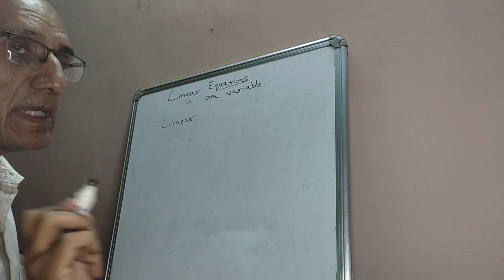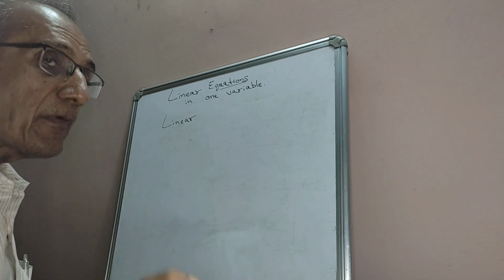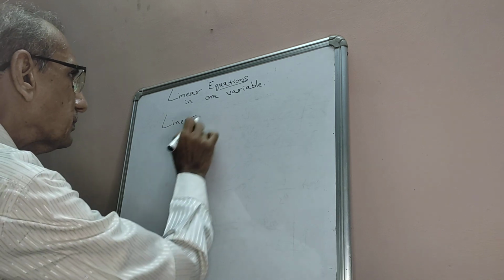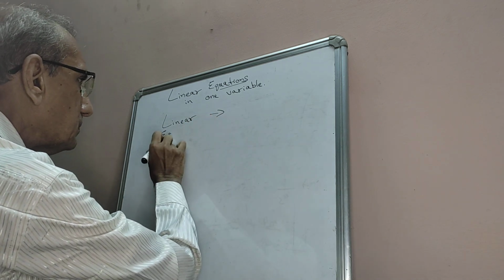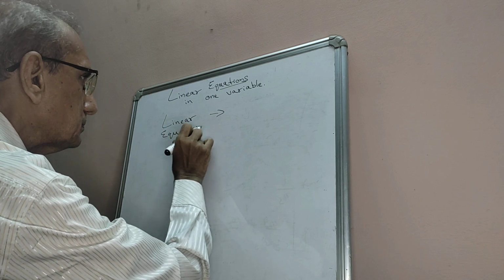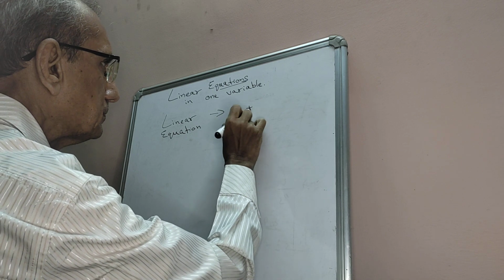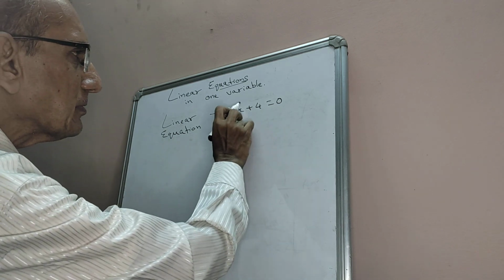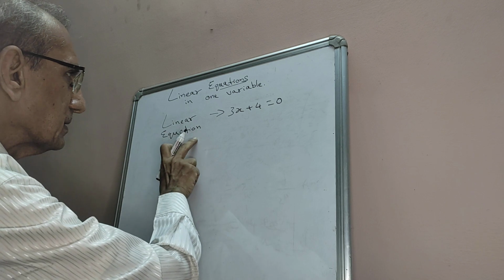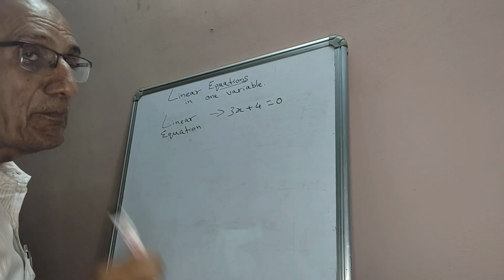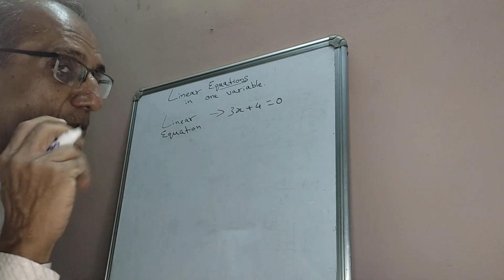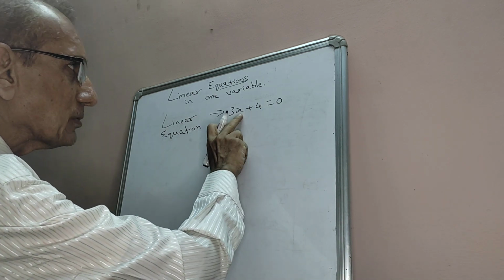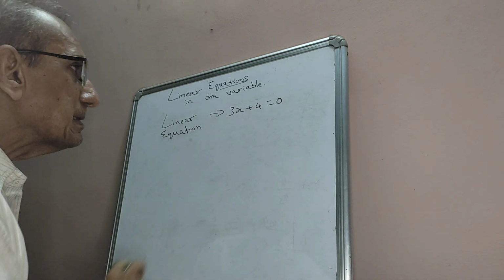Linear means any equation whose power of the variable is only 1. It should not be more than 1. Example, 3x plus 4 is equal to 0. The power of x here is 1. So this is a linear equation. Any variable which has the exponent only 1, such an equation is called a linear equation.